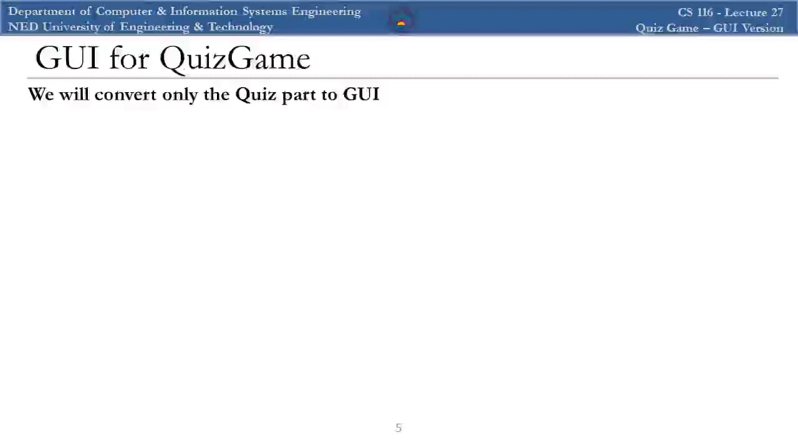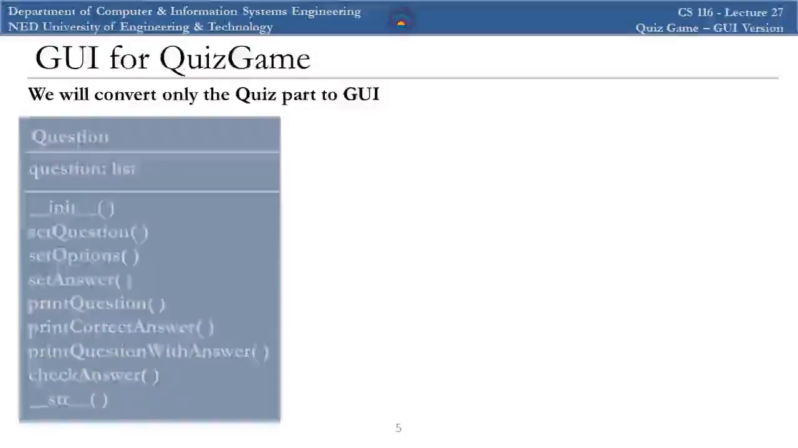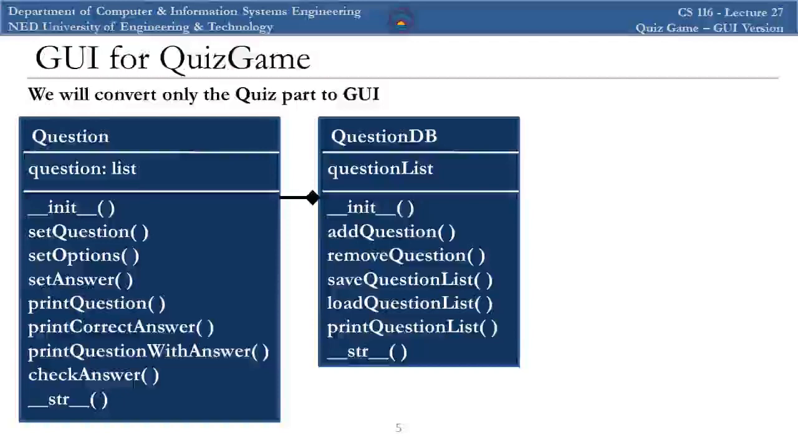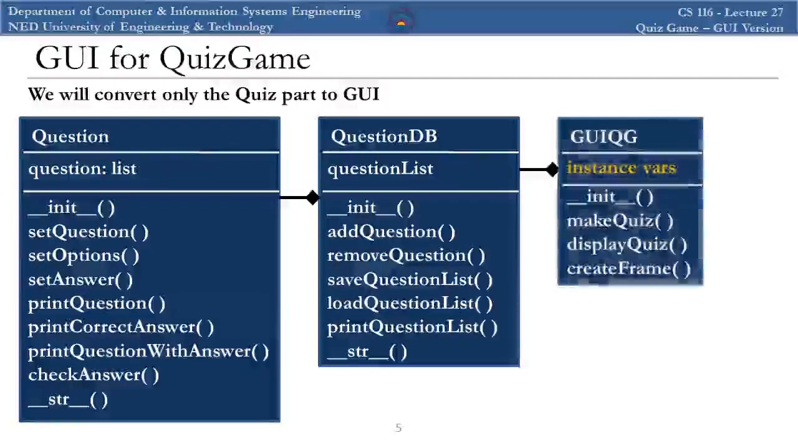So this is the class diagram for my new scheme. What I have decided is I'm keeping this question class as it is, no change at all. I'm making it part of question db class, like it will be used in question db class. Question db class also stays the same, no change at all. So that means I just need to include these files from the previous code as it is, right?